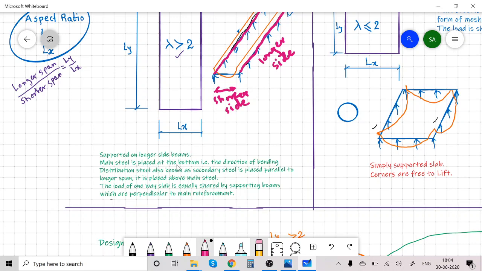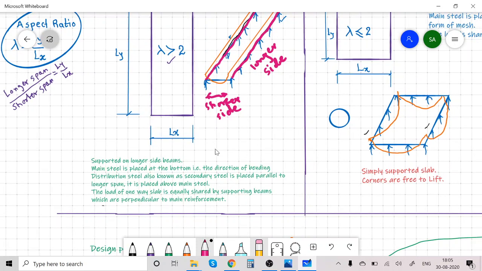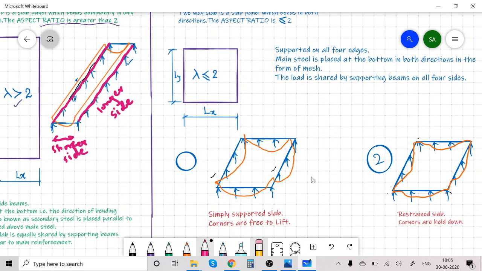Main steel is placed at the bottom, that is in the direction of bending. Distribution steel, which is also known as secondary steel, is placed parallel to the longer span, and it is placed above the main steel. The load of one-way slab is equally shared by supporting beams which are perpendicular to the main reinforcement.